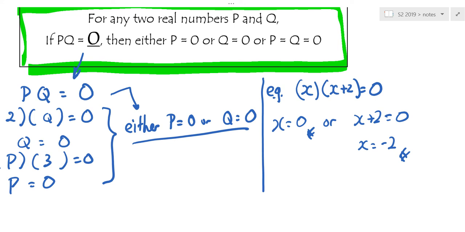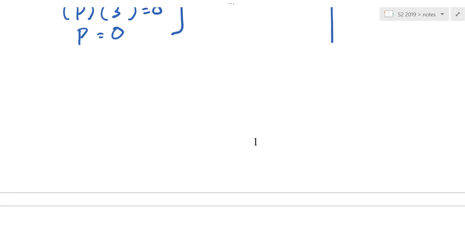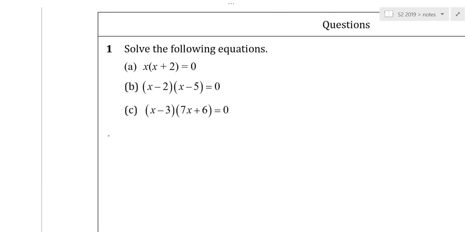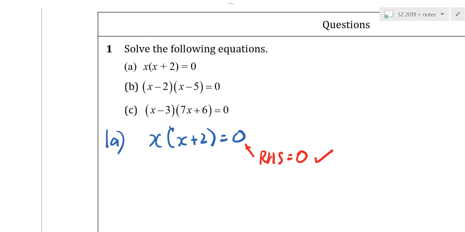Okay. I will try to uncomplicate things for you. 1a says x times something equals to 0. Can we rewrite the question again? X times x plus 2 equals to 0. Now, what do you have to check? Is right hand side equals to 0? Yes, right? Is this a product? Like something times something. Do you see a product? Something times something? Yes, right? Then I can apply already.